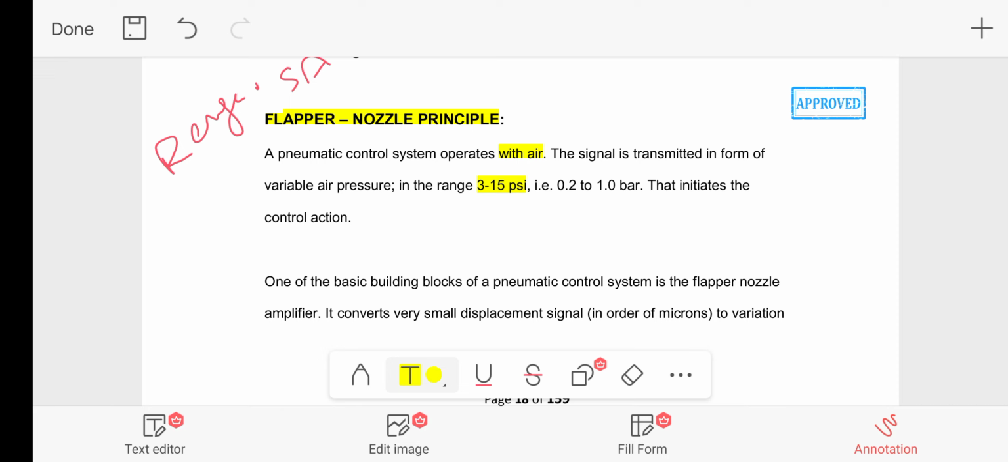One of the basic building blocks in a pneumatic control system is the Flapper Nozzle amplifier. It converts a very small displacement signal into a pressure variation. Easily telling, the Flapper Nozzle converts a very small displacement signal to a pressure variation.